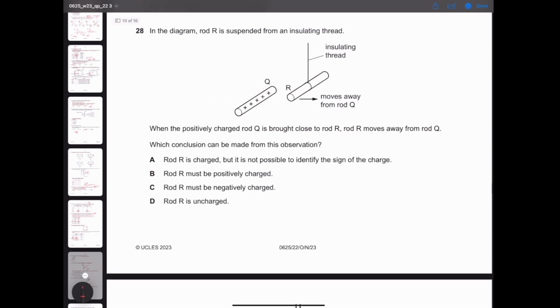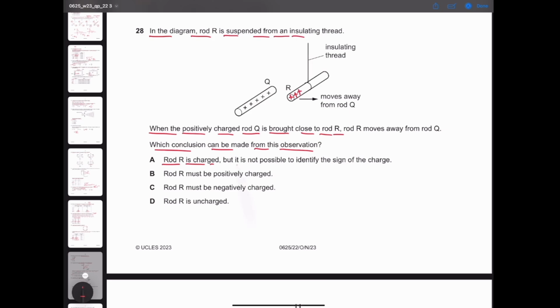In the diagram, rod R is suspended from an insulating thread. When the positively charged rod Q is brought close, rod R moves away from rod Q. If it is moving away, it must be positive here, right? Which conclusion can be made from this observation? Rod R is charged, true, and it is positive.